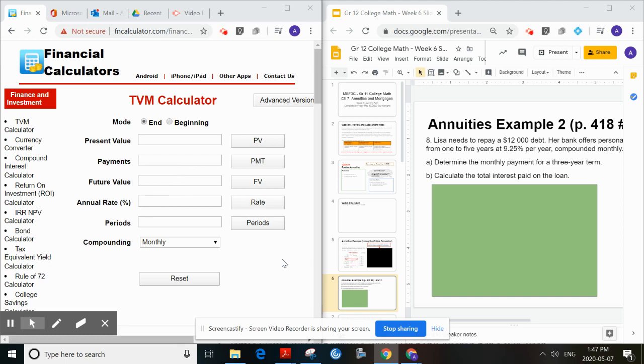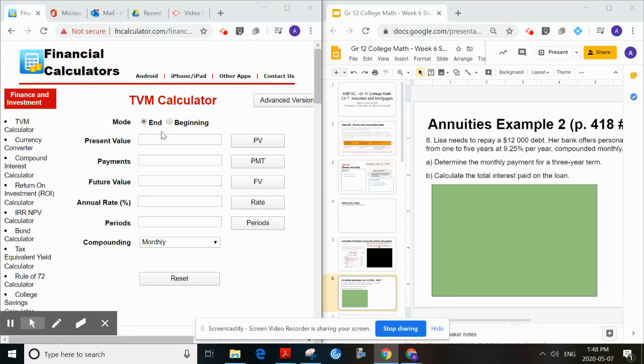Hello everyone, I'm going to continue with another example from Annuities. This is another one that you weren't assigned. It's from page 418 and it's number 8. And in this question it says Lisa needs to repay a $12,000 debt. Her bank offers personal loans from 1 to 5 years at 9.25% per year, compounded monthly.